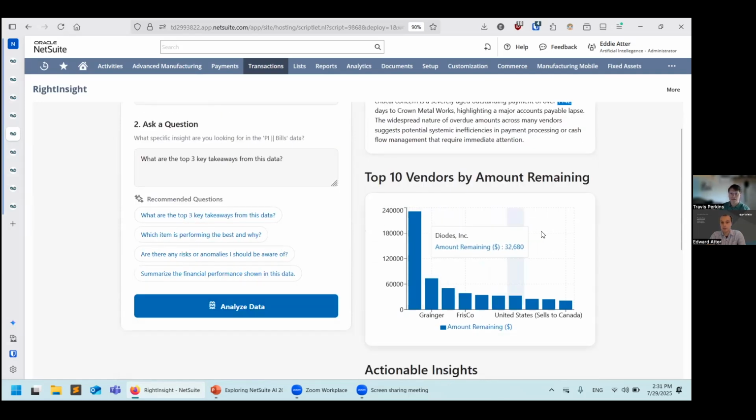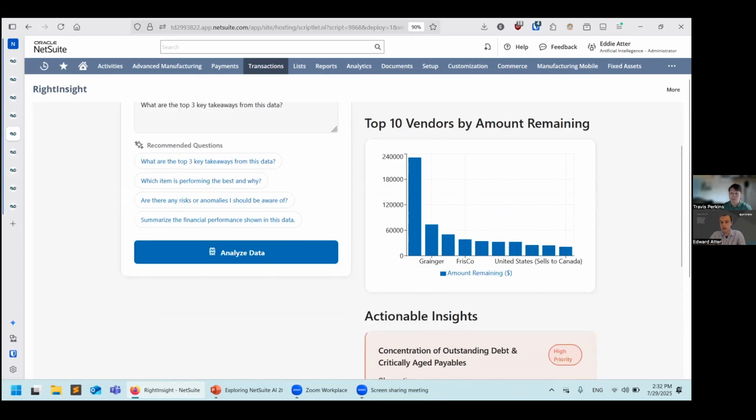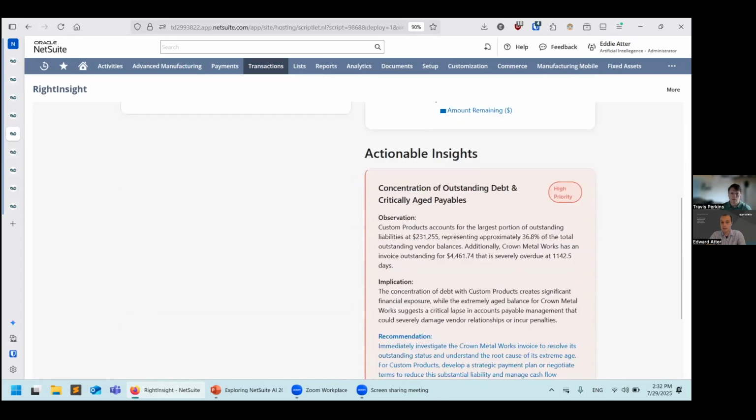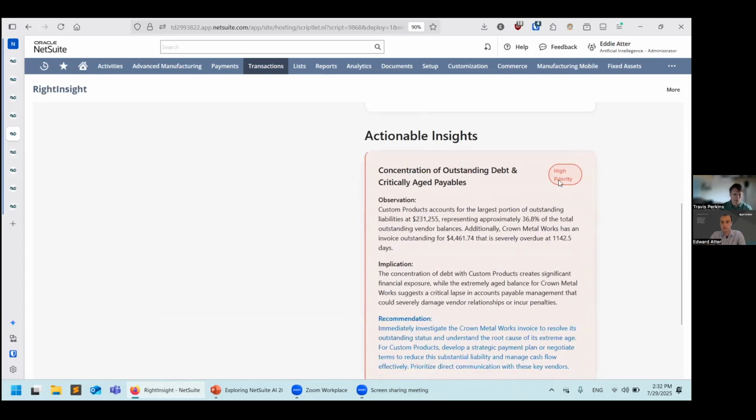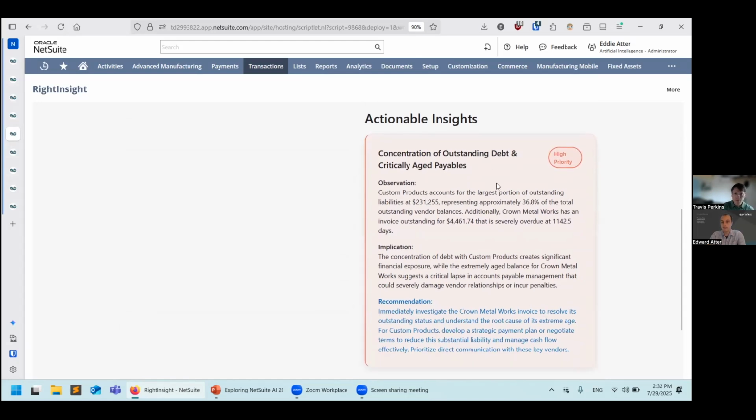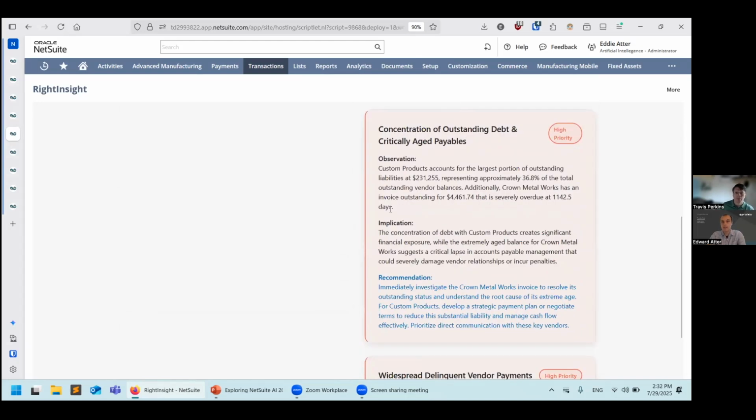It went ahead and generated a graph that it thought we'd find useful. We can see at a glance, these are our top 10 vendors by the amount remaining that we have due. Almost $250,000 with this one, and second place is 73. So this custom products vendor, it looks like we really owe some money to. If I keep scrolling down, it's going to break that down further into different priorities and insights.